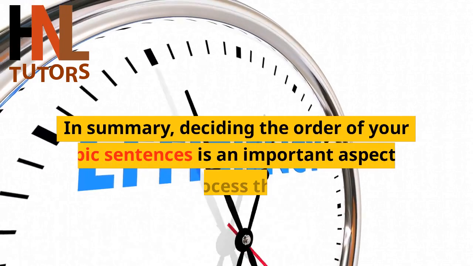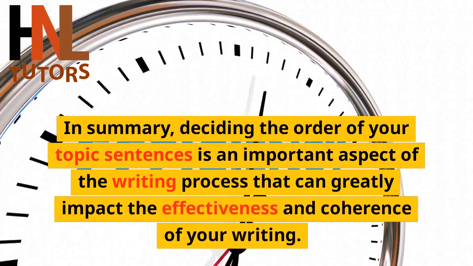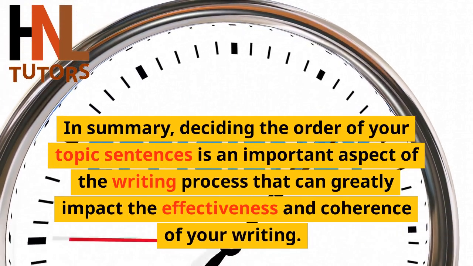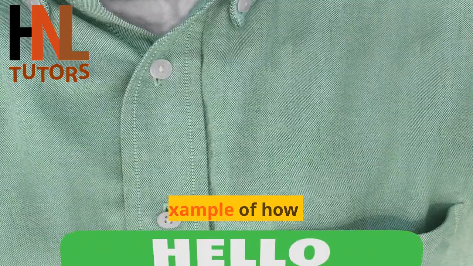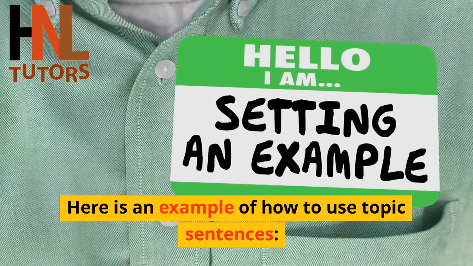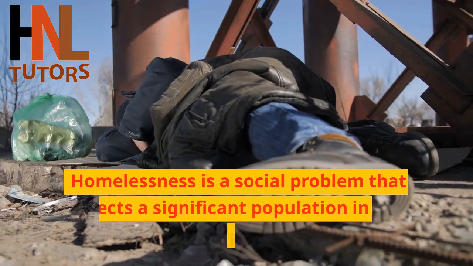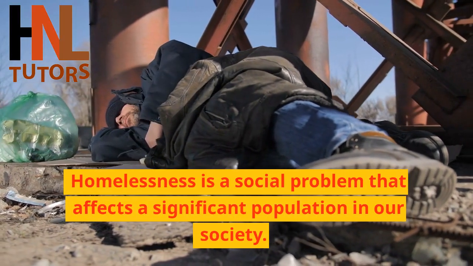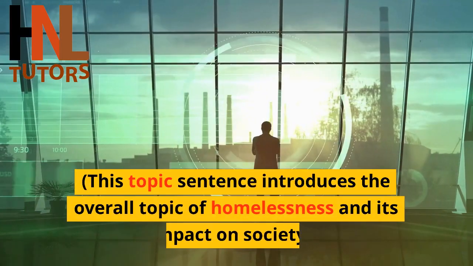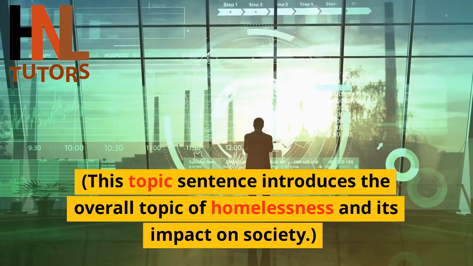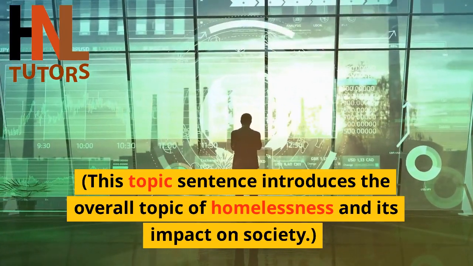In summary, deciding the order of your topic sentences is an important aspect of the writing process that can greatly impact the effectiveness and coherence of your writing. Here is an example of how to use topic sentences. Homelessness is a social problem that affects a significant population in our society. This topic sentence introduces the overall topic of homelessness and its impact on society.